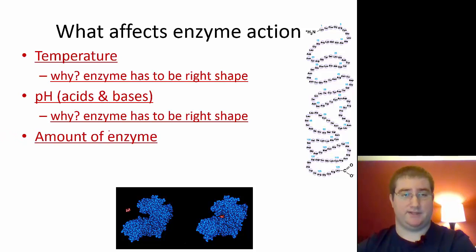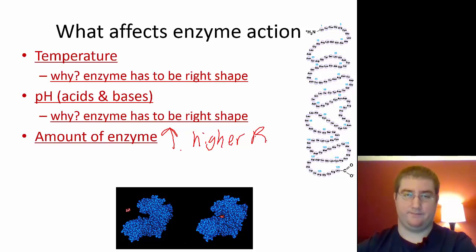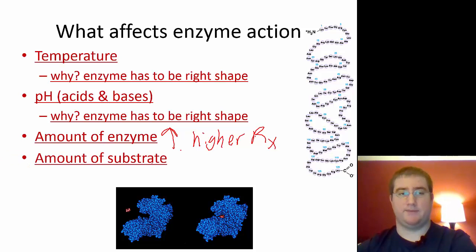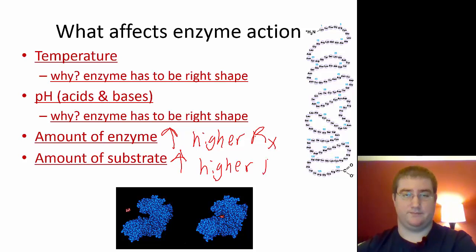The amount of enzyme, which should make sense. The more enzyme, the higher the reaction. And you also have the amount of substrate. The higher the substrate, the higher the reaction, and vice versa, up to a certain point. At a certain point, if you have so much substrate and not enough enzyme, all the pockets are filled up anyway, so you can't go any faster.